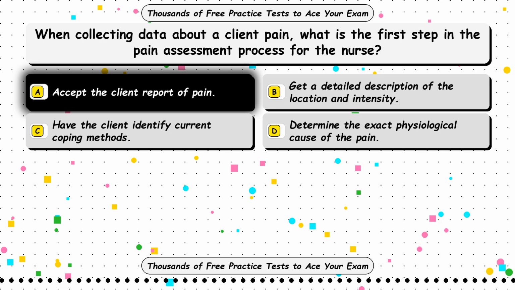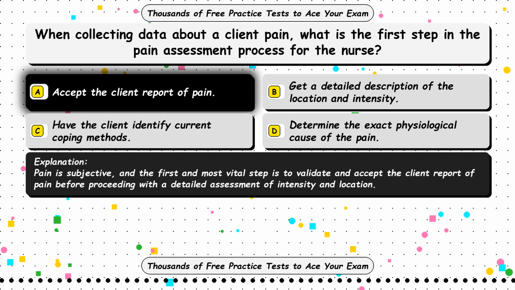The correct answer is option A. Accept the client's report of pain. Pain is subjective, and the first and most vital step is to validate and accept the client's report of pain before proceeding with a detailed assessment of intensity and location.